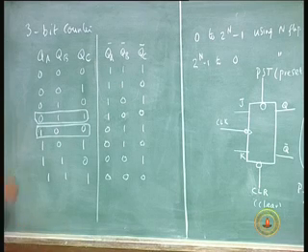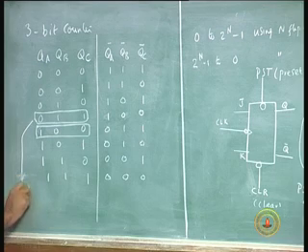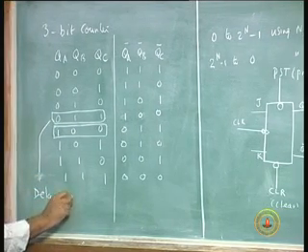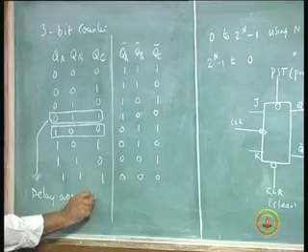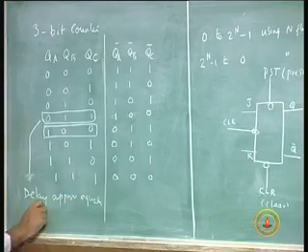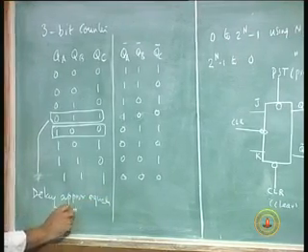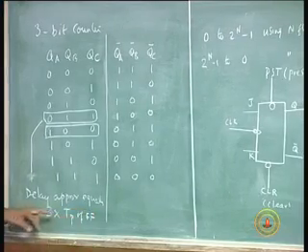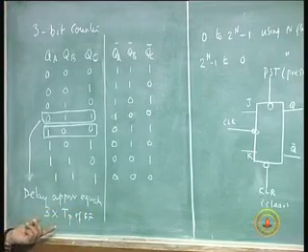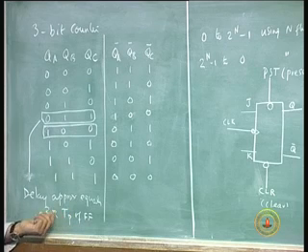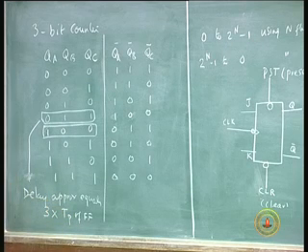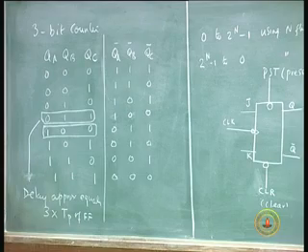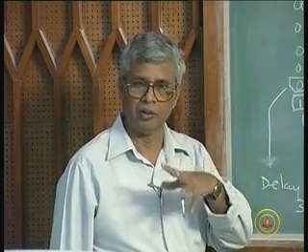Approximately equal to 3 times the propagation delay of a flip flop. We call Tp, T subscript p, the propagation delay of a flip flop. I want 3 propagation delays approximately. Of course, there are other things like preset and clear, all those things, I am not taking into account.